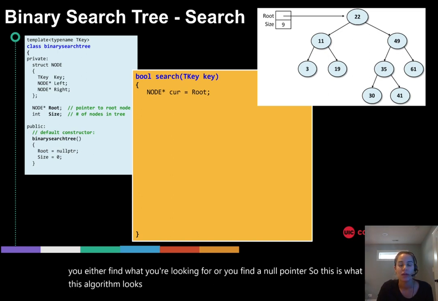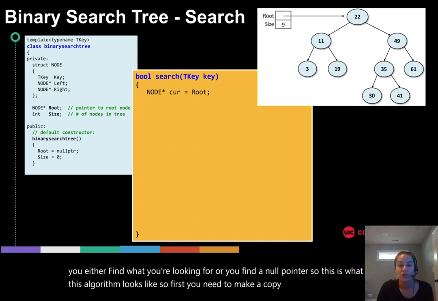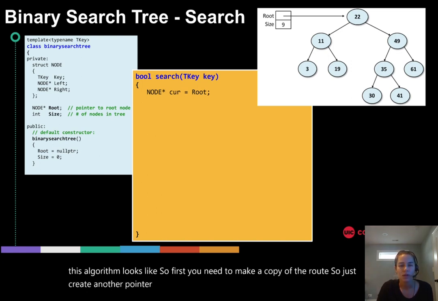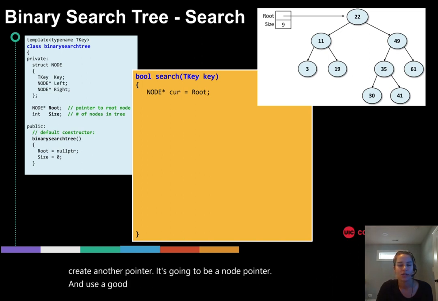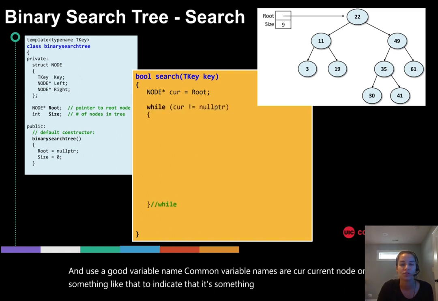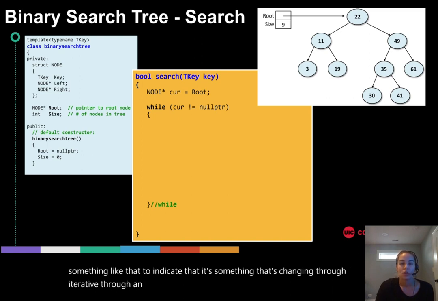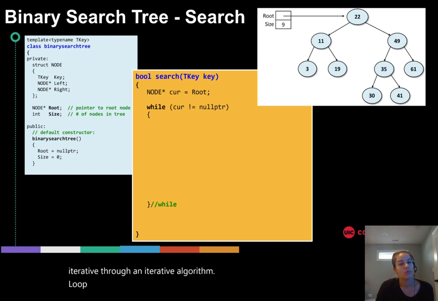So first you need to make a copy of the root. So just create another pointer. It's going to be a node pointer. And use a good variable name. Common variable names are cur, current, node, or something like that to indicate that it's something that's changing through an iterative algorithm.